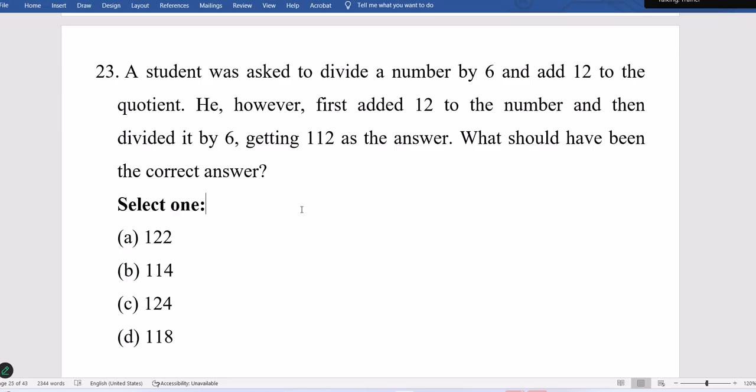A student was asked to divide a number by 6 and add 12 to the quotient. He, however, did it in a reverse way, right? So what this candidate did, first added 12, then divided by 6. The result is 112. Means the number is 672 minus 12, 660.